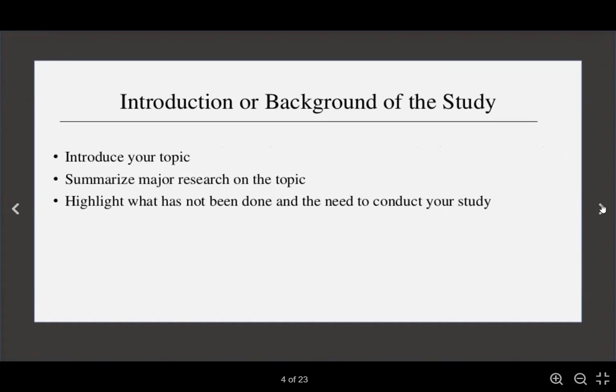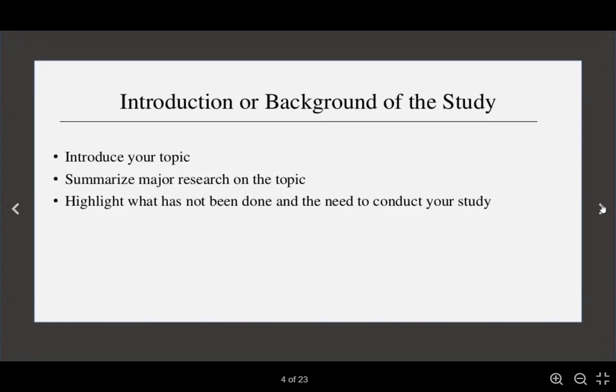Then once you get that out of the way, you're going to really begin talking about your presentation. So whether you are in the proposal phase or the defense phase, you're going to start off with the introduction and the background of your study. So this is when you are going to introduce the topic that you're studying and also summarize any literature or major research around that topic to really provide some context for your reader or your listeners on why you believe that your study is necessary. So here's where you're laying that groundwork.